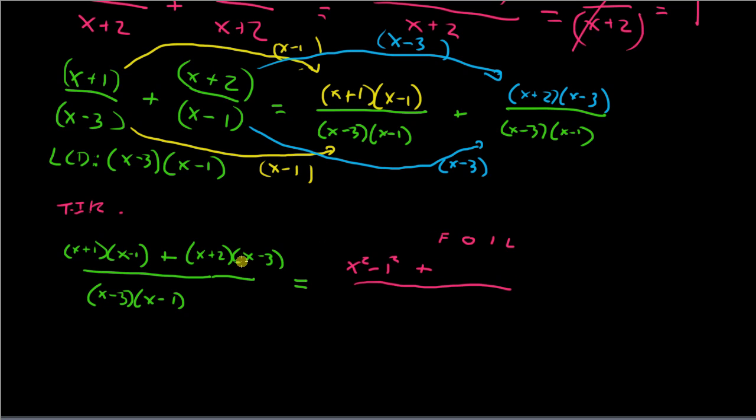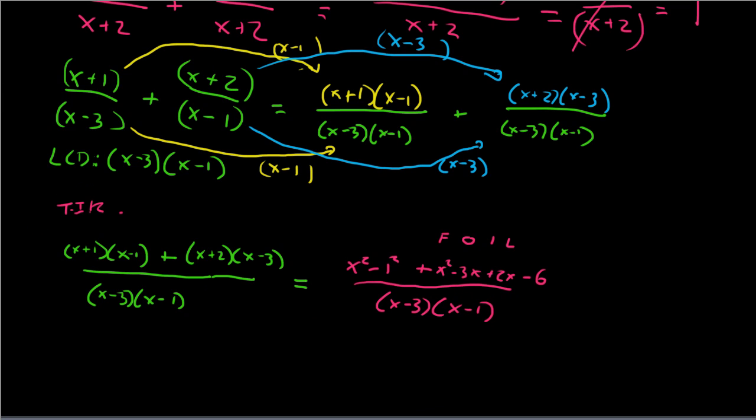So first, x times x is x squared. Outer, x times negative 3 is minus 3x. Inner, 2 times x is 2x. And last, 2 times negative 3 is negative 6. The denominator is going to be the same. I'm not going to bother foiling that out.